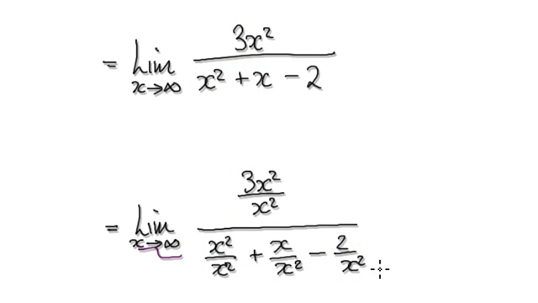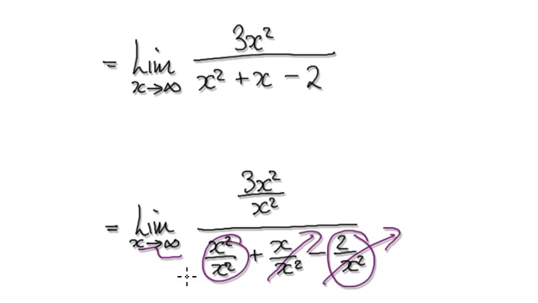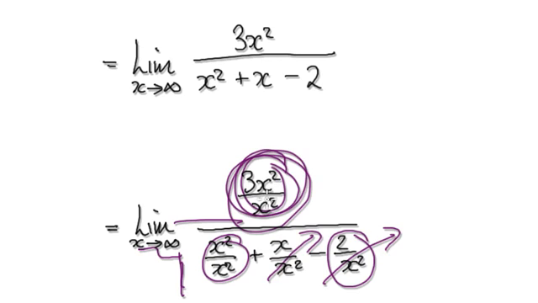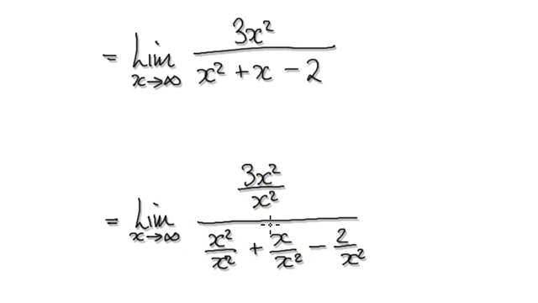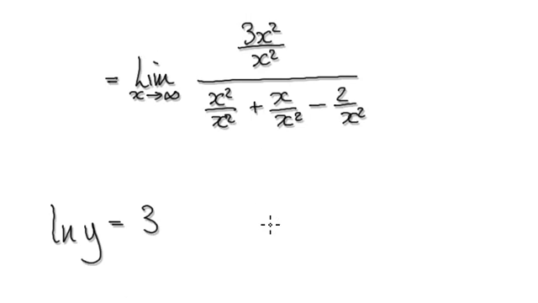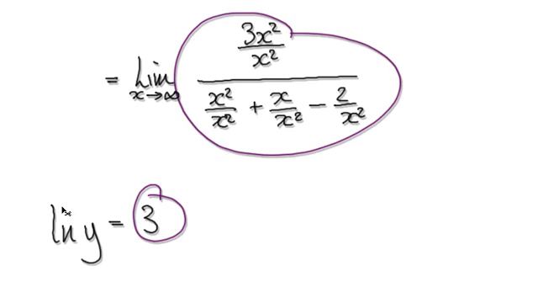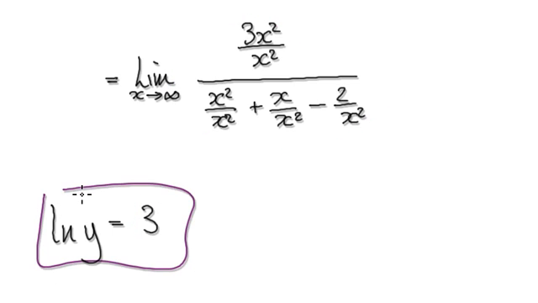As x tends to infinity, this is going to head towards 0. This thing here is going to head towards 1. So you've got this thing over 1, which is just this thing here. And then if you look at this thing here, well, the limit here will be 3. So as x tends to infinity, this whole thing here will head towards 3. So now we're at this stage here.